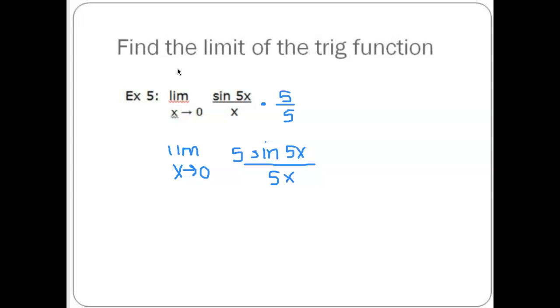So now this is like sine t over t, except it's sine 5x over 5x. So that's always equal to 1. So the limit as x approaches 0 of a constant is equal to the constant times 1. Therefore, this limit is equal to 5.